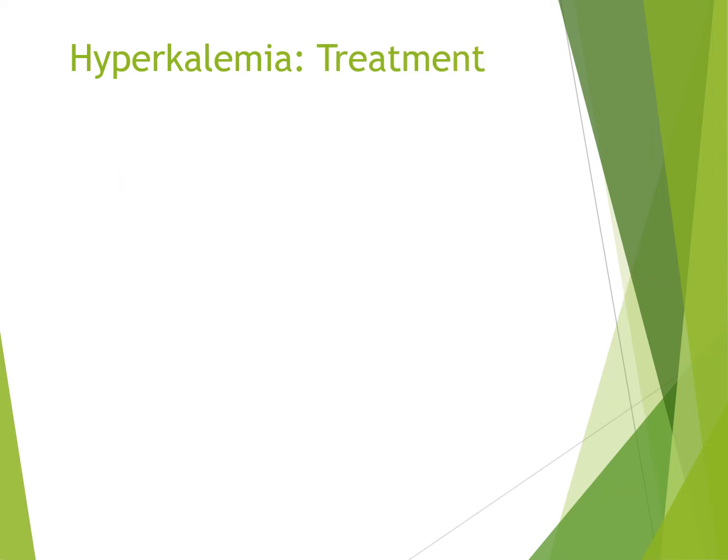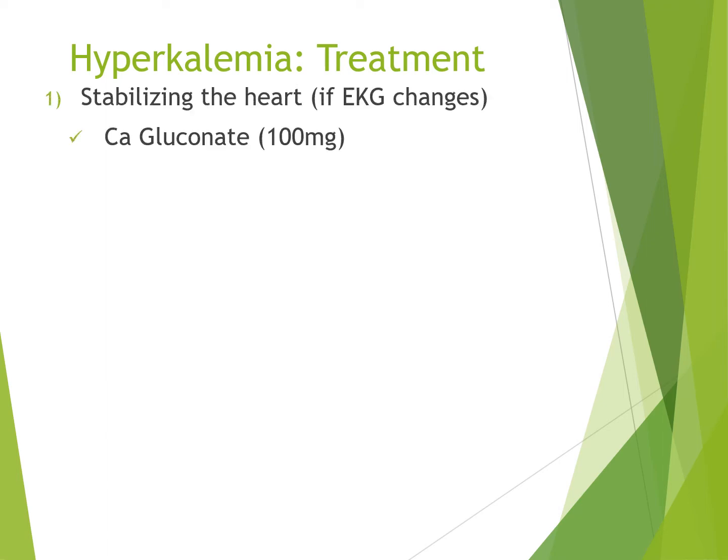There are 3 basic treatments for hyperkalemia, and oftentimes when the potassium is greater than 6, you'll see all of these treatments employed. First is stabilizing the heart, and this is what you use if you see EKG changes. This is done by giving an amp of calcium gluconate.